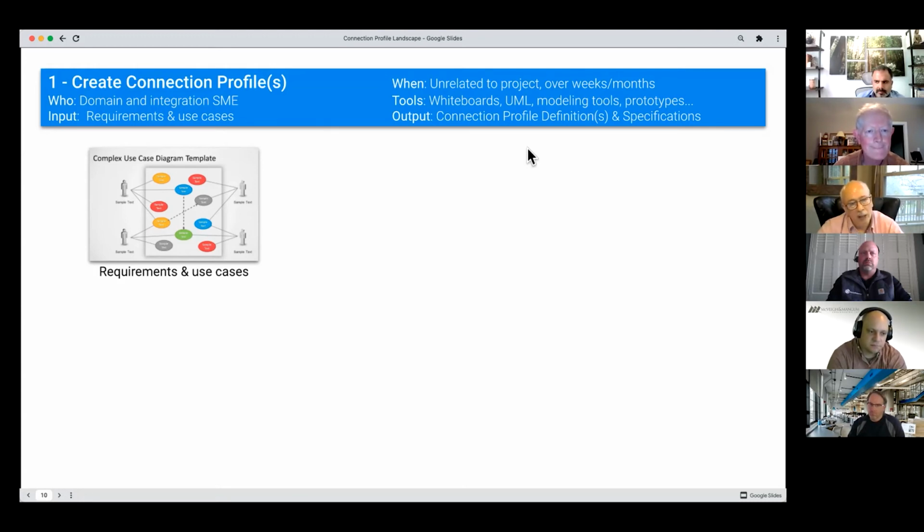The best way of thinking about connection profiles is that they are a codification of use cases, or specifically a codification of integration use cases. We've done quite a number of these within the Digital Twin Consortium, and this seems to be the flow that works. You would typically start with a use case, potentially a very broad use case of needing to do something in a particular system or a particular environment.